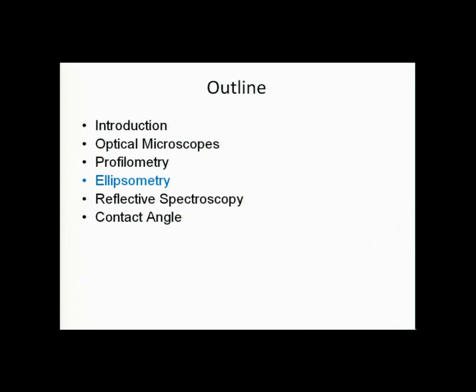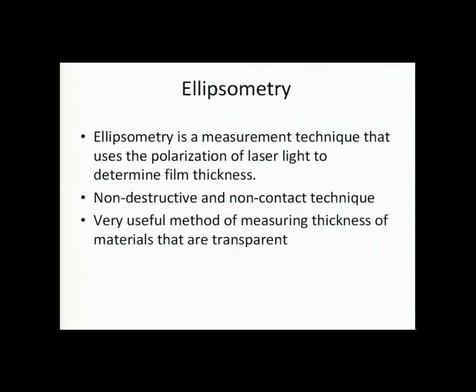Okay, our next tool will be the ellipsometer, and therefore the characterization technique is ellipsometry. Ellipsometry is a measurement technique that uses the polarization of laser light to determine film thickness. It's a non-destructive and non-contact technique. So it's very useful. It's a great method for measuring thickness of materials that are transparent.